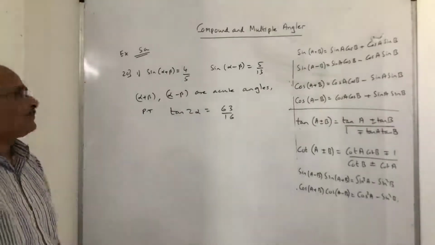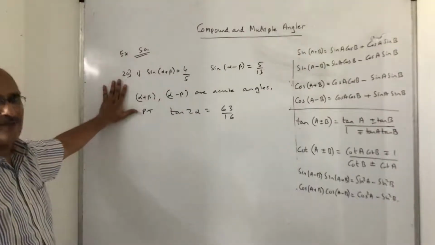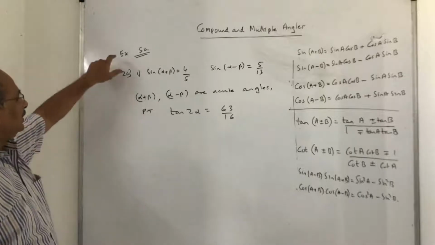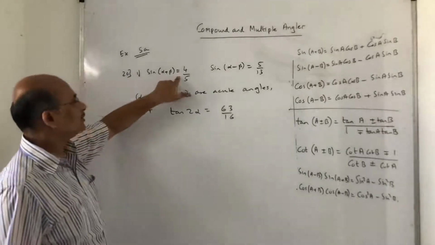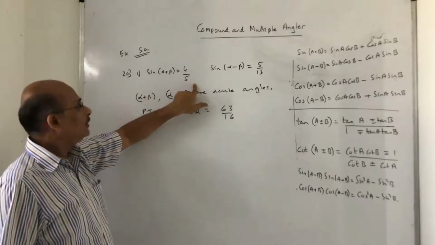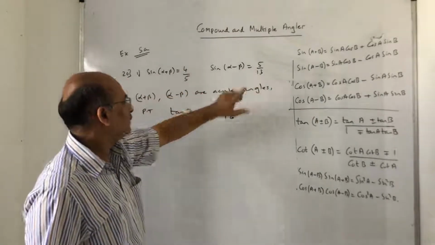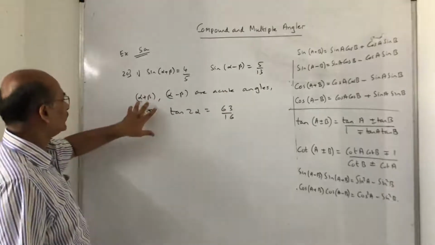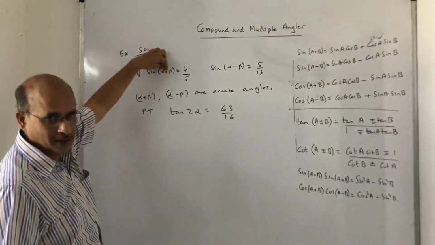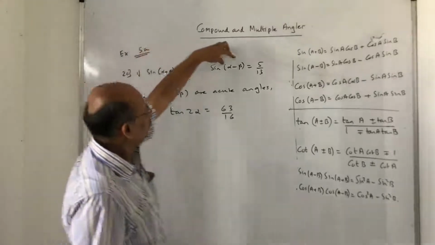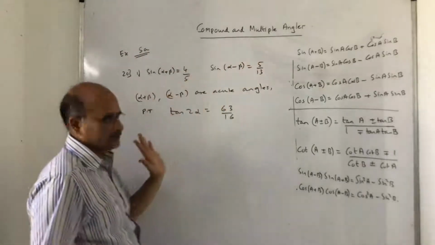Okay, here we go. There was one question which I missed in 5, which I want to do with you all. That gives the 20th sum. If sine of alpha plus beta is equal to 4 upon 5, and sine of alpha minus beta is 5 by 13, and very important information, alpha plus beta and alpha minus beta are acute angles.